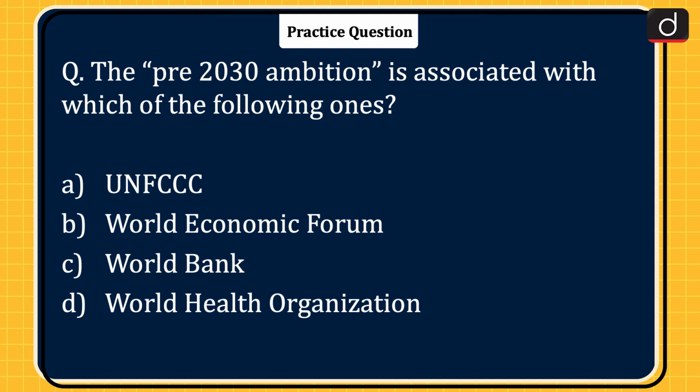Now it's time for the practice question. The pre-2030 ambition is associated with which of the following ones? UNFCCC, World Economic Forum, World Bank, or World Health Organization? Send the answer of this question in the comment section.